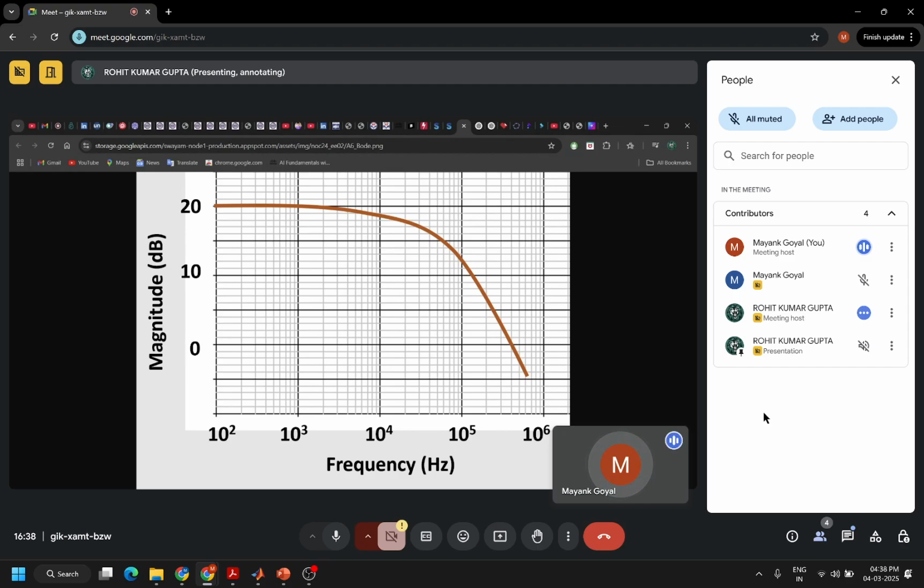So you have to convert your gain into this. The cutoff frequency is the point where your gain is one. So gain is one, on magnitude it is zero, right? Log one is equal to zero. Yes. So what will be the frequency here, sir? You can calculate it from the graph, right?